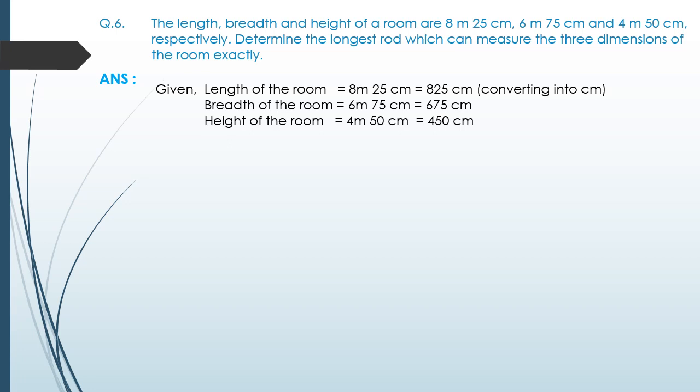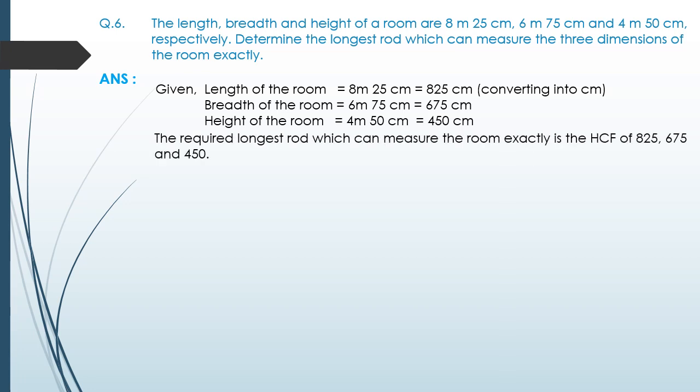Now what we have to do? We have to find out the length of the longest rod which will measure these 3 dimensions perfectly. Okay, now if we take a rod which is greater in length than the given dimensions, definitely it cannot measure all the 3 an exact number of times. So whatever the length of the rod is, that length will definitely be smaller than the given numbers. So once again we have to go with the concept of HCF. So see, the required longest rod which can measure the room exactly is nothing but the HCF of the given numbers.